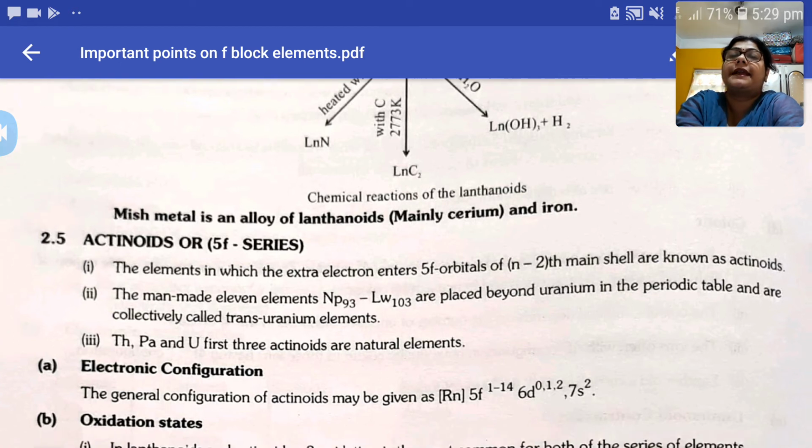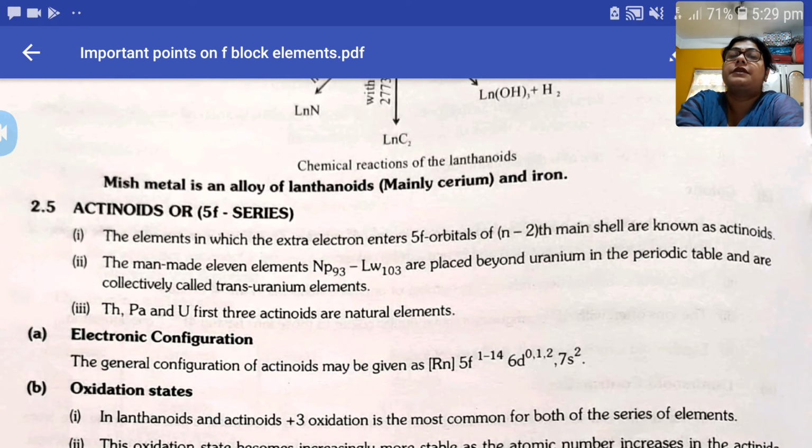Next we will start actinoids. So in actinoids you see this is the 5f series, so that was the 4f series. So the elements in which the extra electron enters the 5f orbital are known as actinoids. So here the extra electron will be entering the 5f orbital, but in case of lanthanoids we saw that it will enter the 4f orbital. Okay.